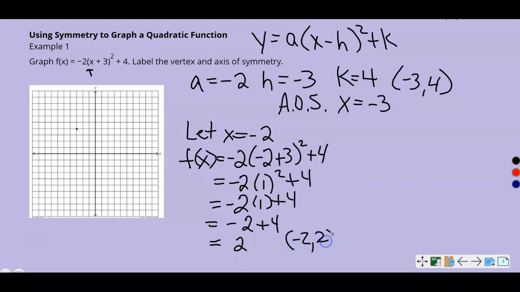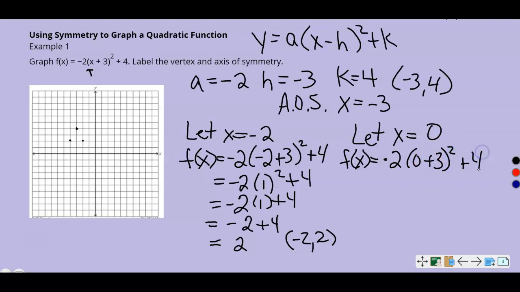So -2, 2 is another point on our graph. So we can go over -2 and up 2, and we have a point here. Now we know the axis of symmetry comes down through the vertex, so we can also reflect that point across the axis of symmetry and put that reflection point there as well. All right, we can go ahead and graph a parabola using those 2 points, but it doesn't hurt to choose one more point. Let's say let x be 0. That's an easy number to plug in. So f of x equals -2 times 0 plus 3 squared plus 4.